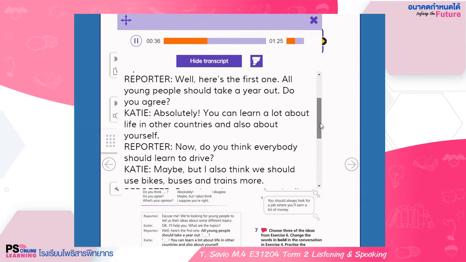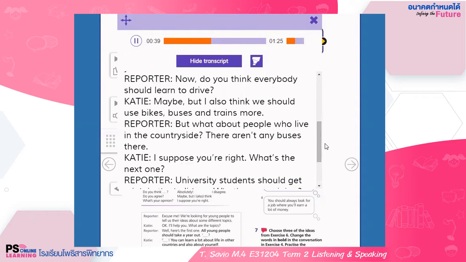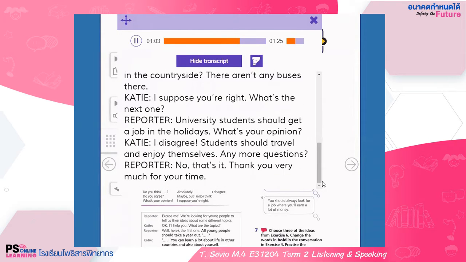Now, do you think everybody should learn to drive? Maybe. But I also think we should use bikes, buses and trains more. But what about people who live in the countryside? There aren't any buses there. I suppose you're right. What's the next one? University students should get a job in the holidays. What's your opinion? I disagree. Students should travel and enjoy themselves. Any more questions? No, that's it. Thank you very much for your time.